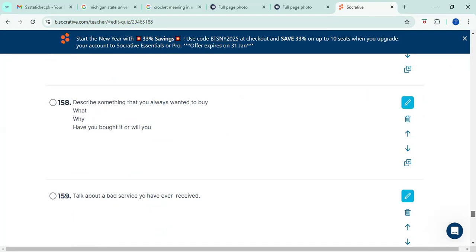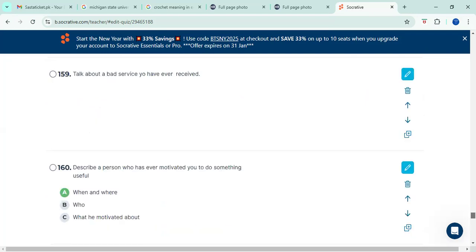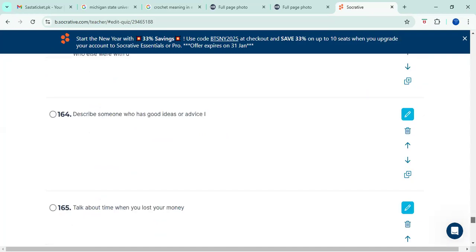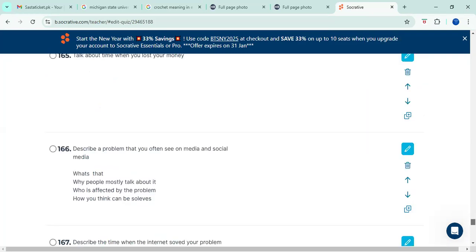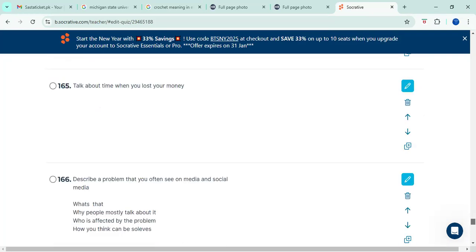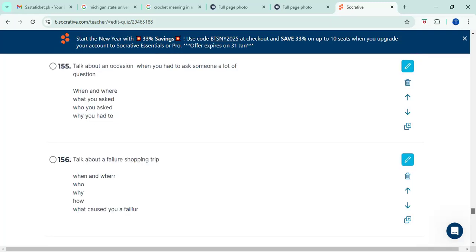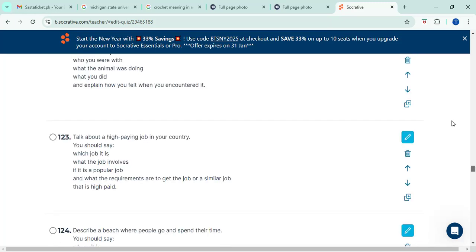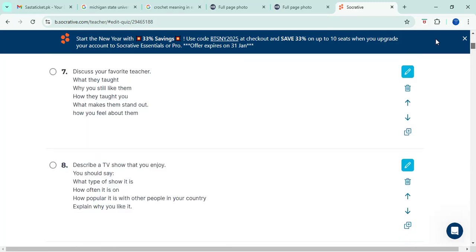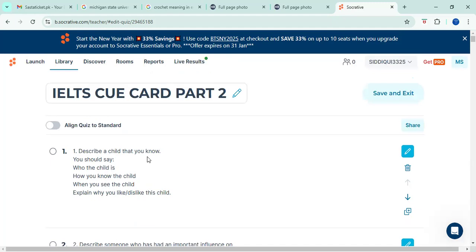My students have taken the test, and they came to me and told me, sir, this is the topic that I received. Some of the topic prompts are missing because they were just able to provide me with the topic that they could remember. But with the help of my experience, I could say what the prompts might have been. For example, if we start from the first: describe a child that you know, who the child is, how you know the child, when you see the child, explain why you dislike or like the child. So it's as simple as that.